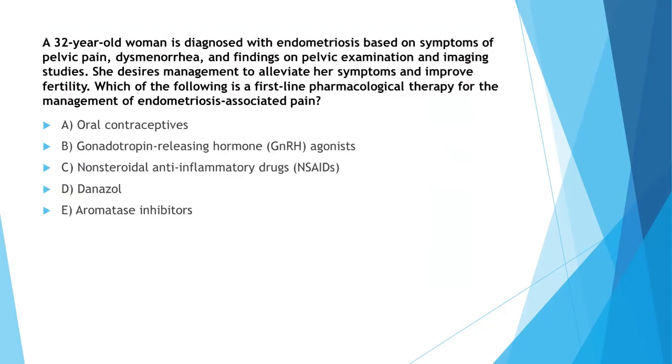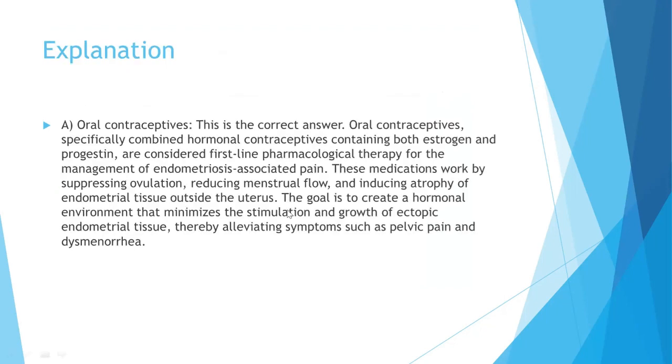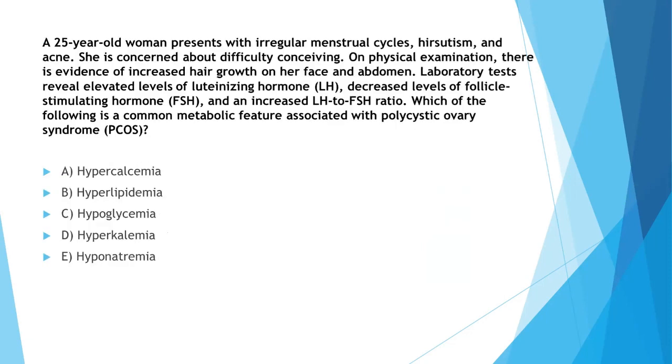So, which of the following is a first-line pharmacological therapy for the management of endometriosis-associated pain? Oral contraceptives, GnRH agonist, NSAIDs, danazol, or aromatase inhibitor. So oral contraceptives, specifically combined hormonal contraceptives containing both estrogen and progesterone, are considered first-line pharmacological therapy for the management of endometriosis-associated pain. These medications work by suppressing the ovulation, reducing the menstrual flow, and inducing atrophy of the endometrial tissue outside the uterus. The goal is to create a hormonal environment that minimizes the stimulation and growth of ectopic endometrial tissue, thereby alleviating the symptoms such as pelvic pain and dysmenorrhea.